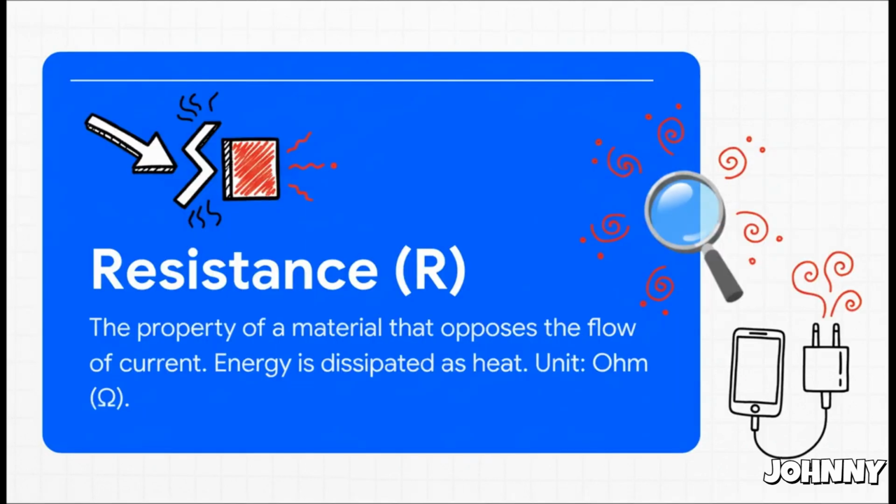Resistance is, well, it's pretty much what it sounds like. It resists the flow of current. You can think of it as electrical friction. And just like friction, it creates heat. That's exactly why your phone charger or your laptop brick gets warm when it's plugged in.